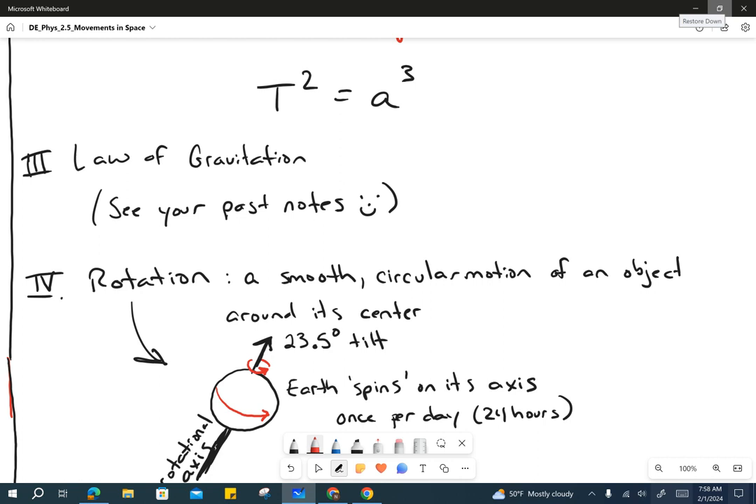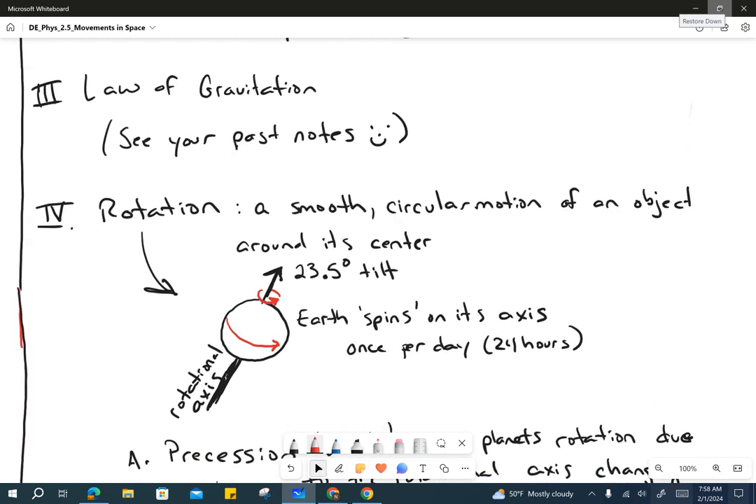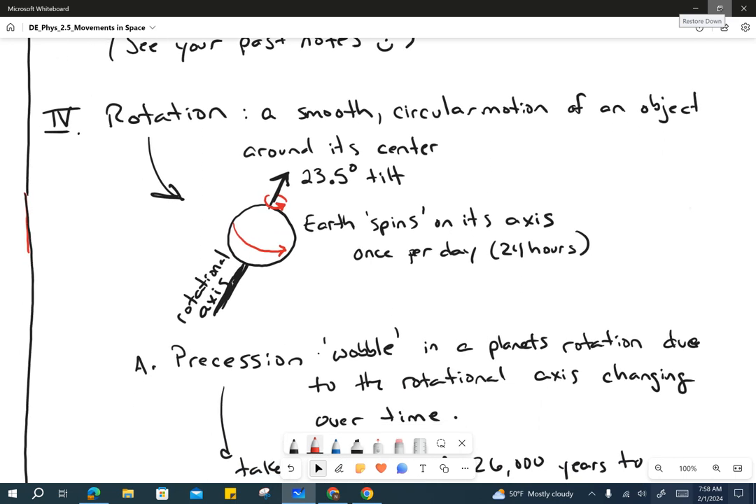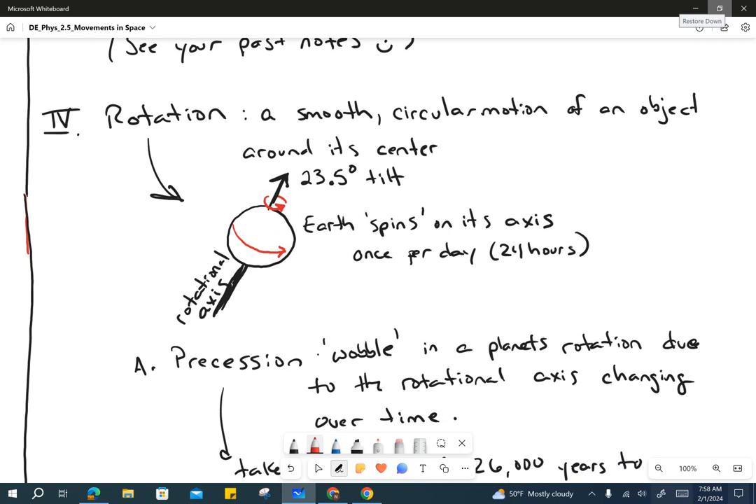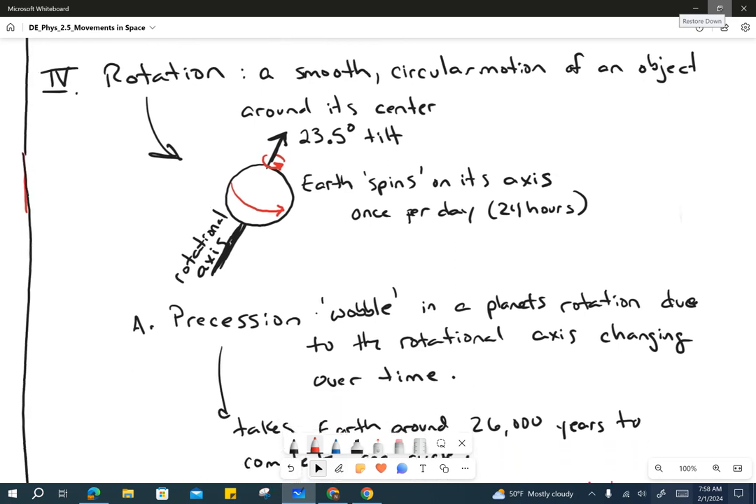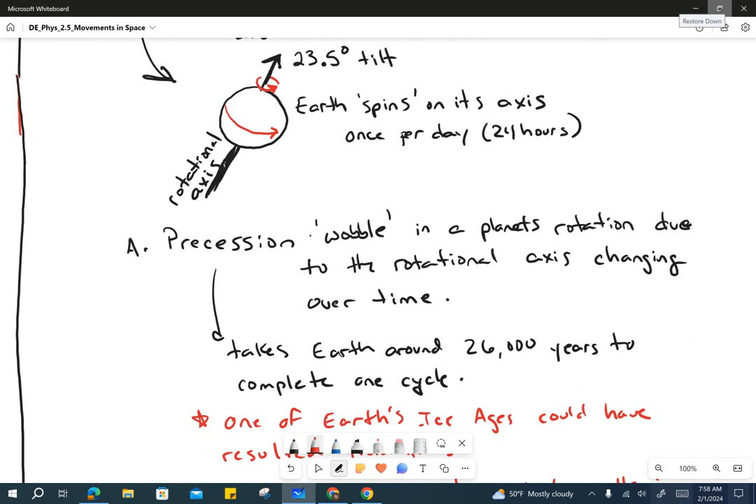Roman numeral 3, laws of gravitation. We've talked about that, right? Refer to your past notes. A lot of this stuff you already know. Objects rotate around their axis. Earth has an axis that tilts at 23.5 degrees, and it takes us 24 hours to rotate on that axis.